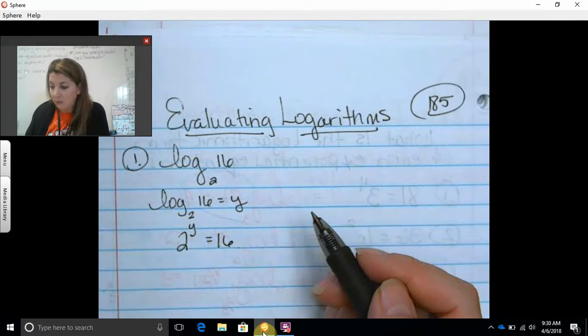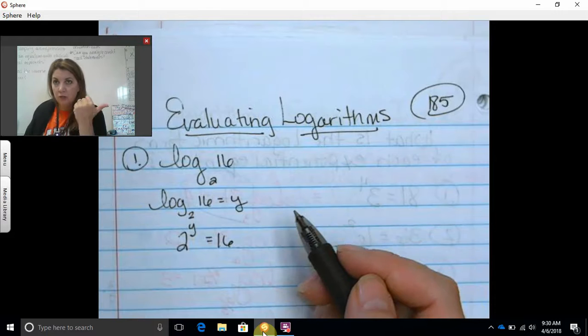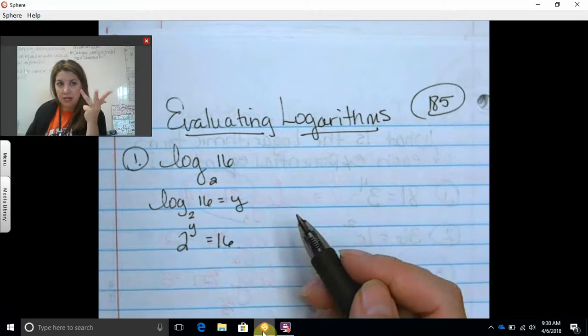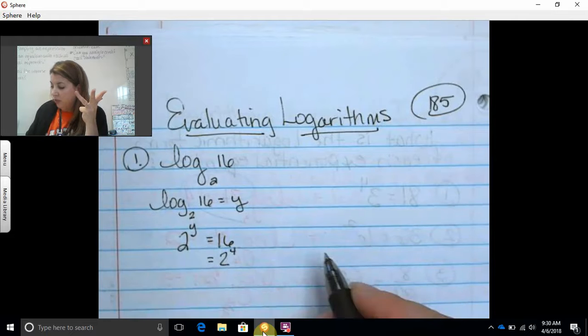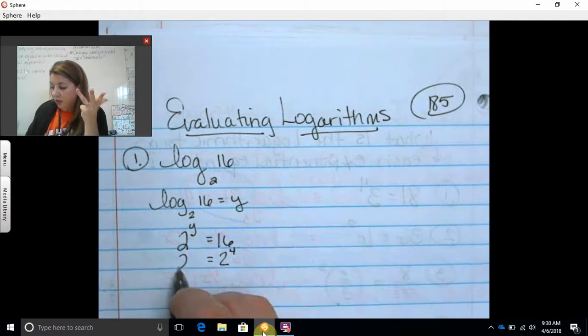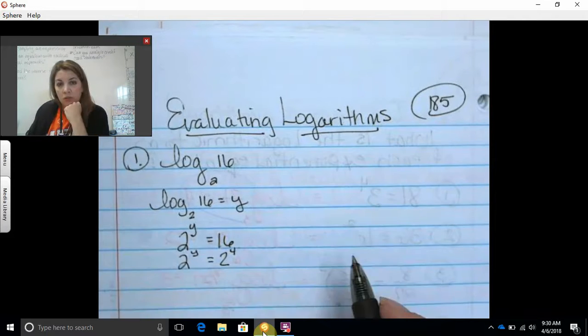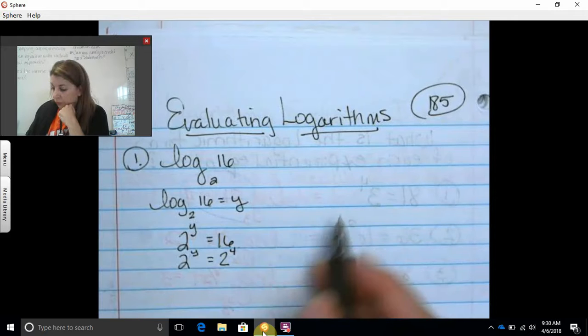Can I write 16 with a base of 2? It would be 2 raised to the what? 4. 2 times 2 is 4. 4 times 2 is 8. 8 times 2 is 16. So 16 can be rewritten as 2 to the fourth, and then 2 already has a base of 2. So what is y equal to? y equals 4.